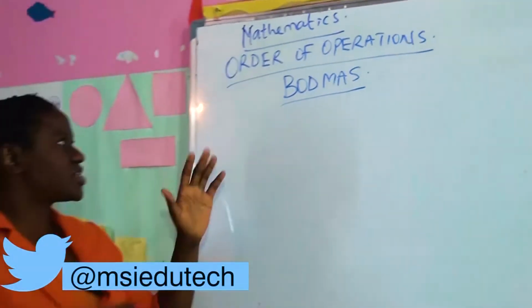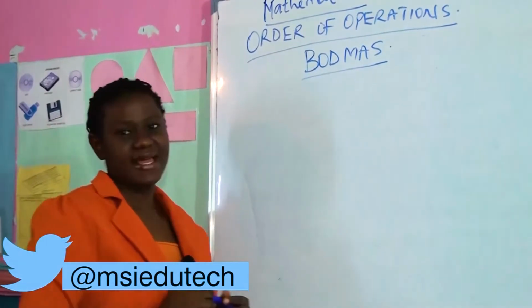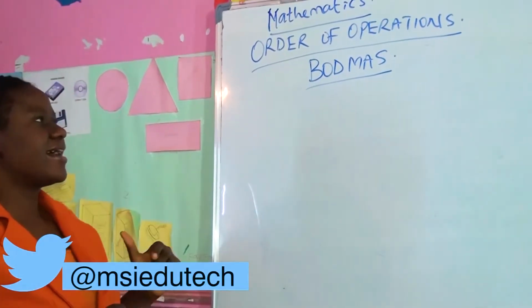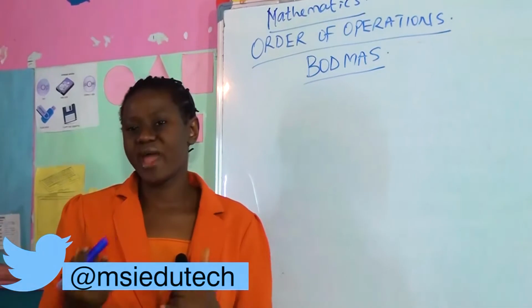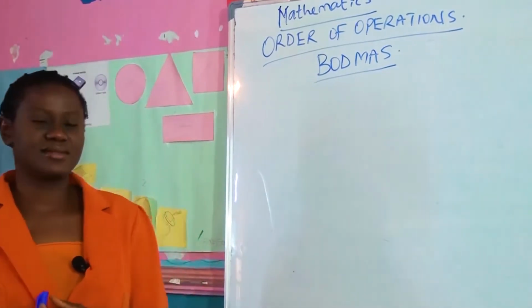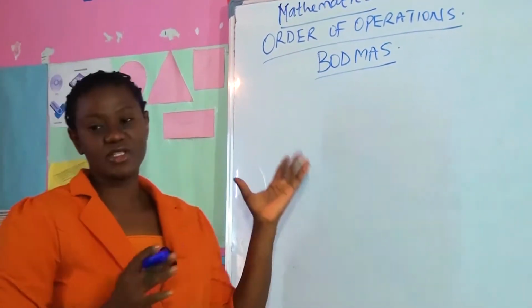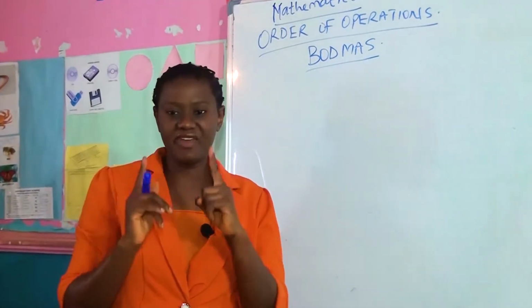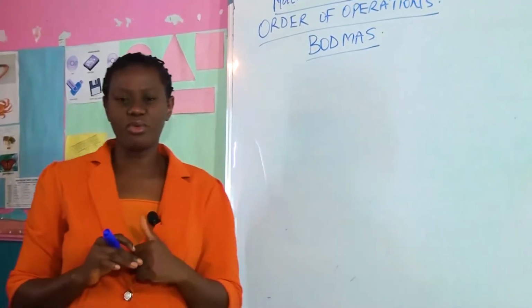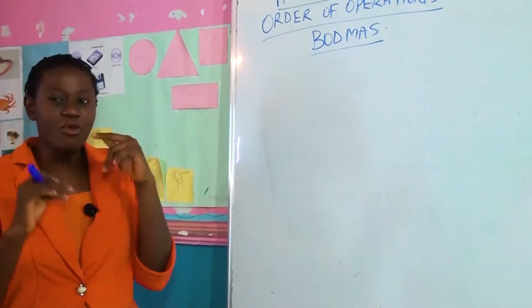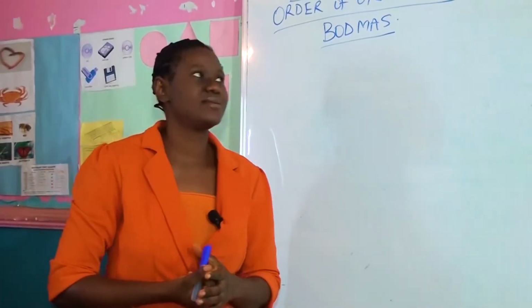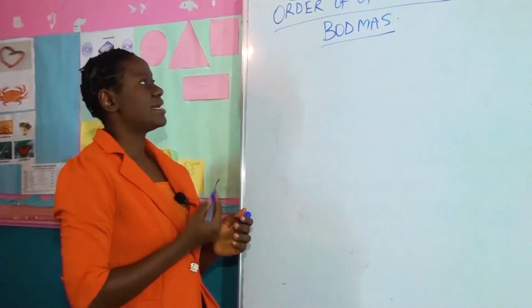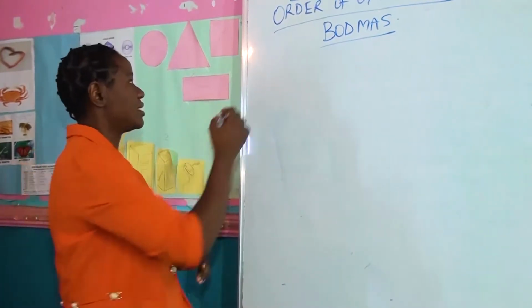The order of operation, BODMAS. Here is a way in which we can answer questions. For instance, you have different operations in a given question. Then there is a rule. BODMAS is like a rule to answer questions. Now, let's take what BODMAS means.